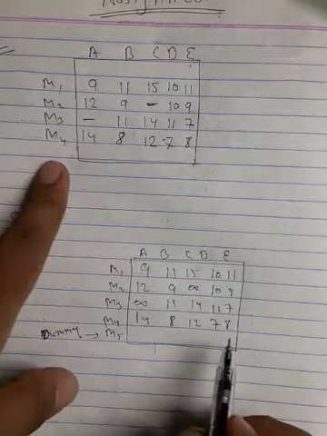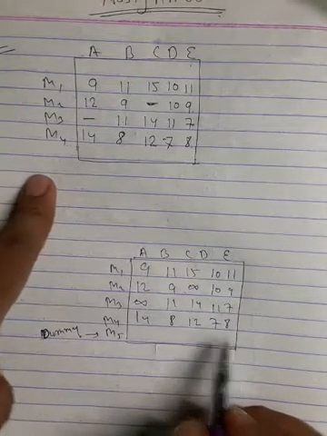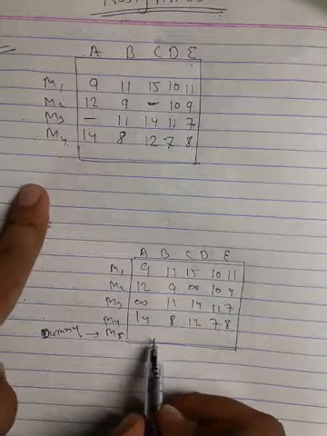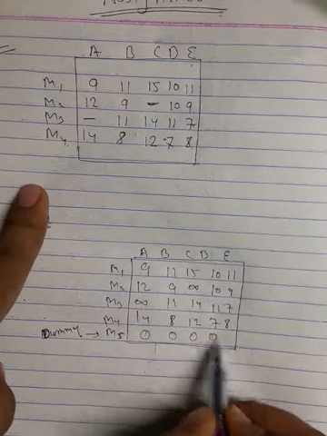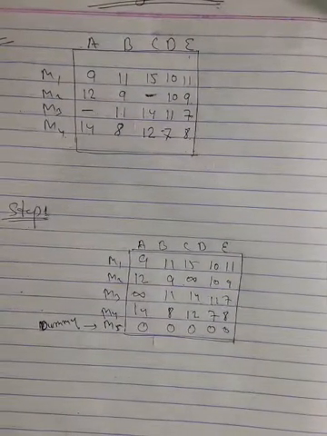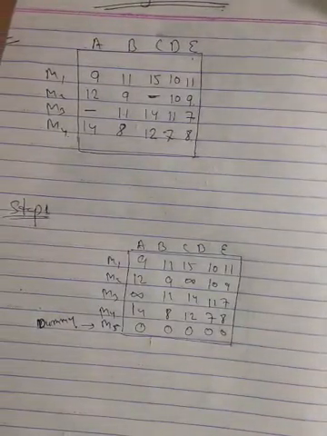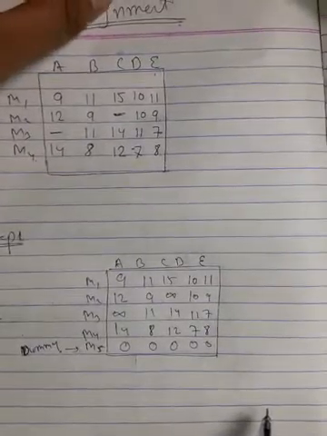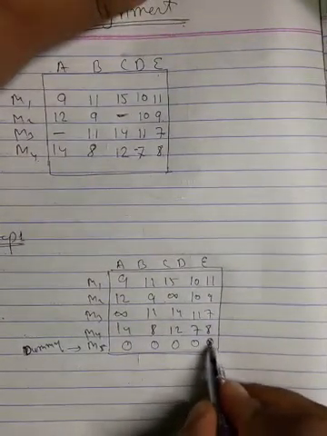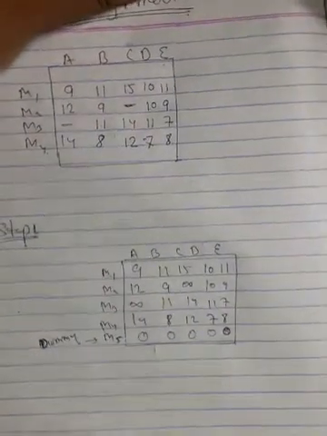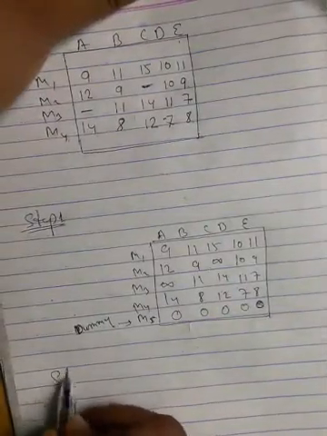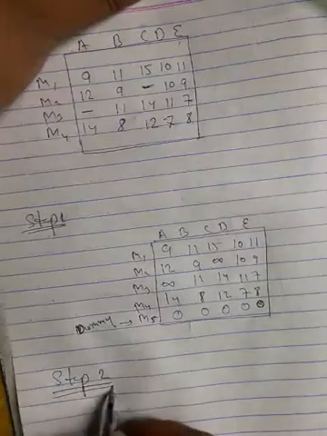Since I'm going to convert this to square format, I have to add the dummy activity that I added here, and I have to put the value 0 in each column. So now the matrix is ready to be solved by the minimization method, as we did in minimization. Now my matrix is ready. Now moving to step 2.